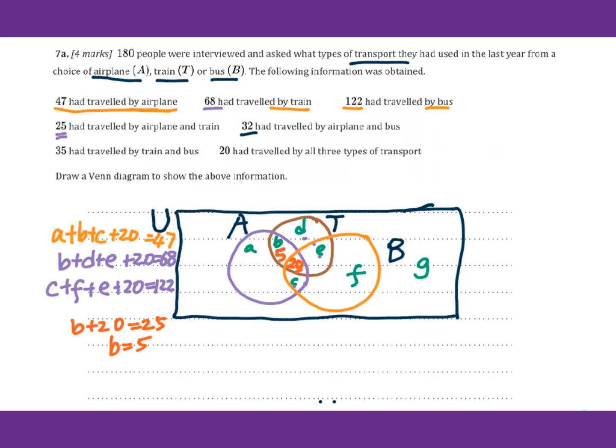32 had traveled by airplane and a bus. Airplane and a bus. So 20 plus C equals 32. C equals 12. So here is 12. 35 traveled by train and a bus. That means 20 plus E equals 35. E equals 15.